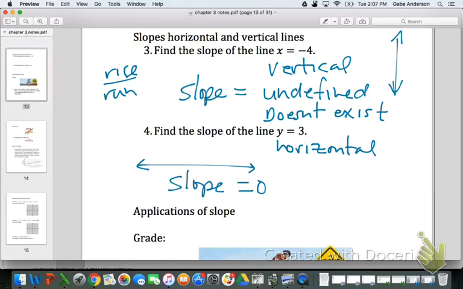0. If the run is 0, doesn't that mean we're dividing by 0? You're not allowed to divide by 0. Dividing by 0 is undefined. You can have a 0 in the numerator, but you cannot have a 0 in the denominator.